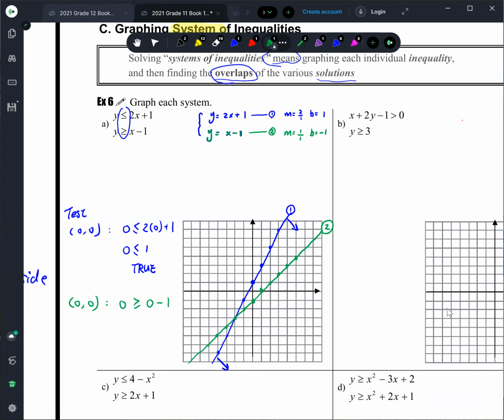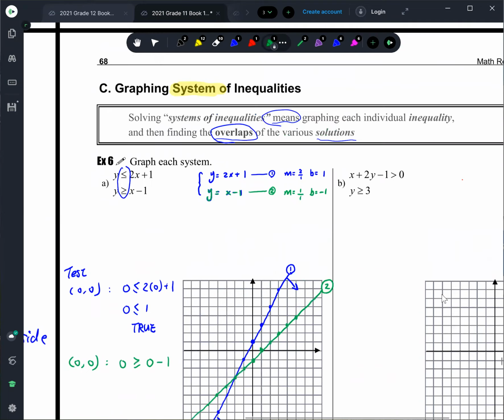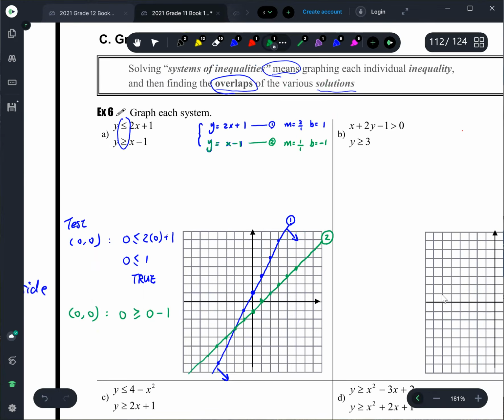Okay, so for the 0, 0, for the green line. Okay, 0, 0 for the green line. Is it true or false? Aaron? It is true, because 0 is greater or equal to -1. Yeah, okay, so true again.